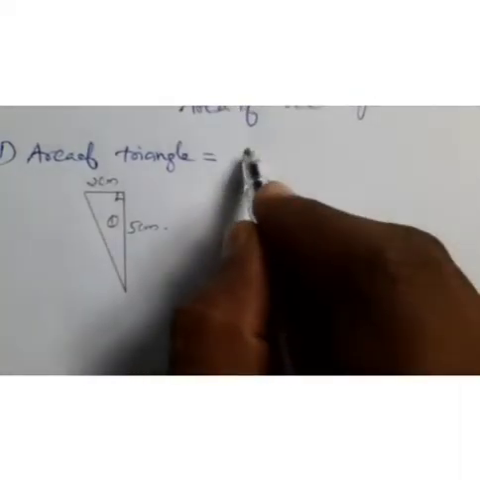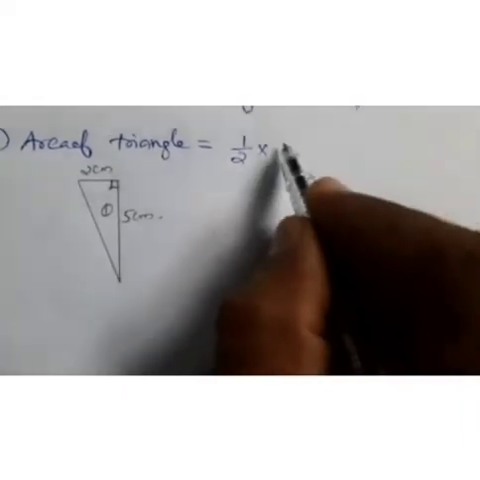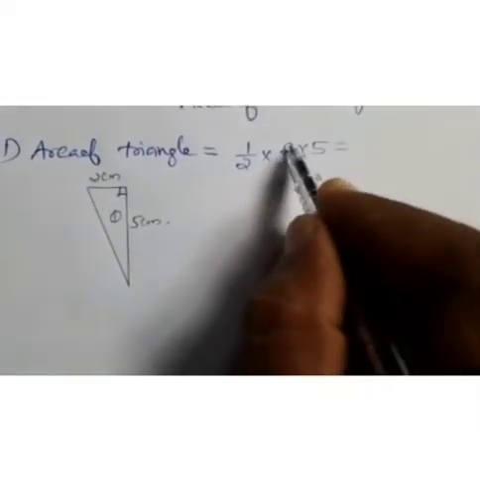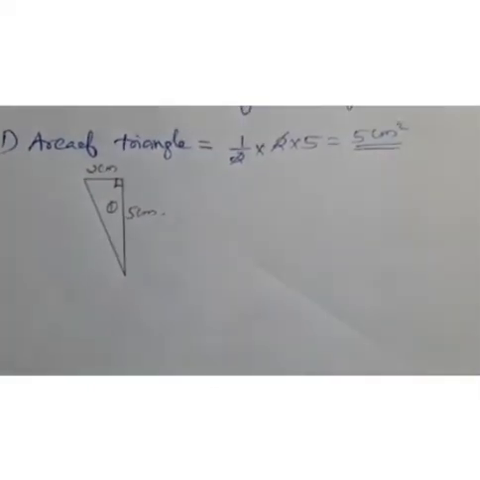Area of triangle is equal to half into product of perpendicular sides. So 2 into 5. 2 and 2 should be cancelled. You get 5 centimeter square.